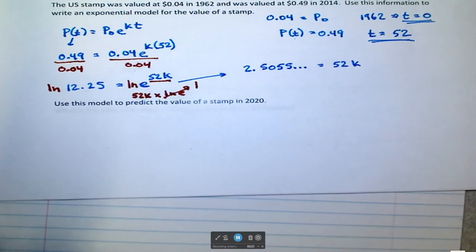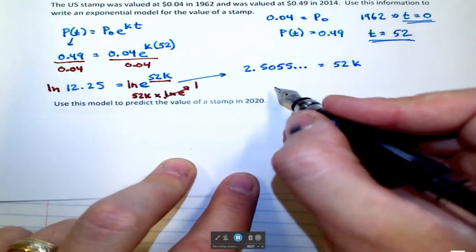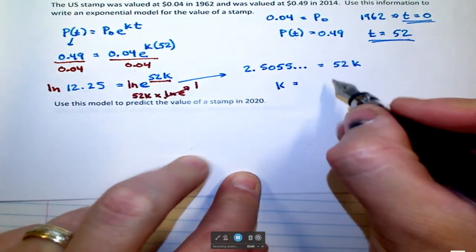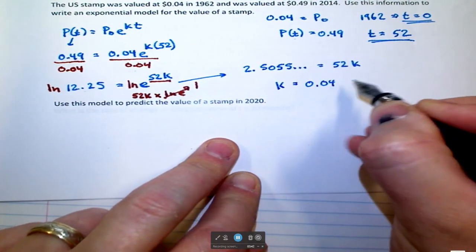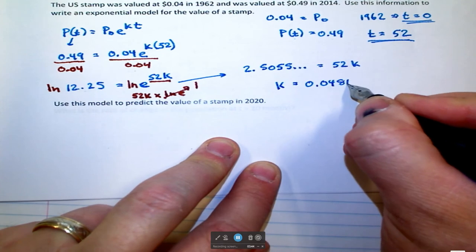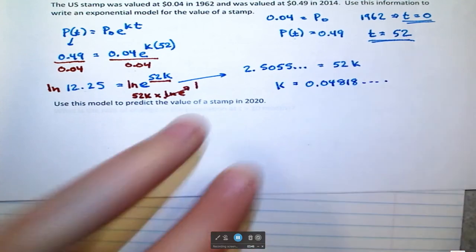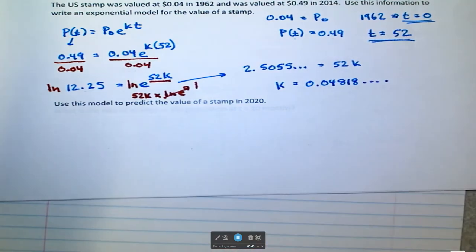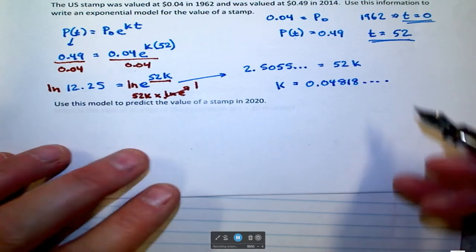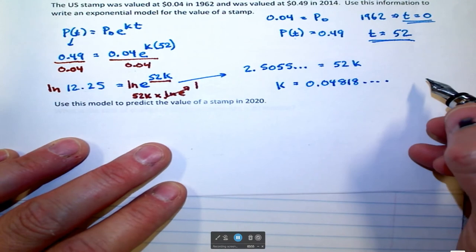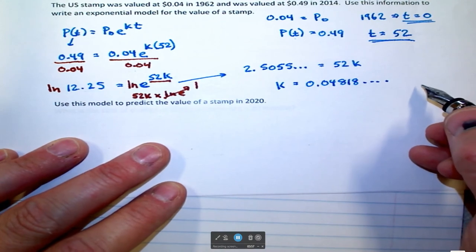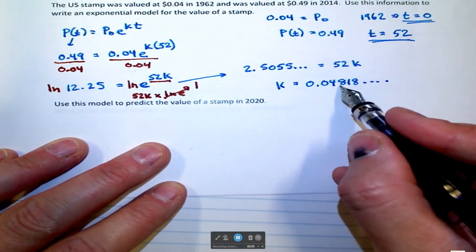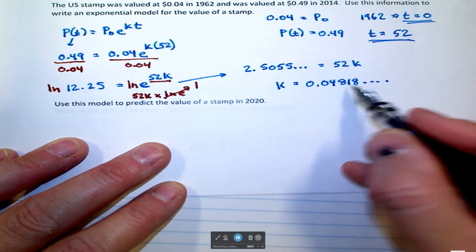Now, divide both sides by 52. So with that number still on my calculator, I'm going to divide by 52, and I get k equals 0.04818, and it just keeps going. And you're going to pick a spot to round. They're going to tell you to round to 2, 3, 4 decimal places. So I'm going to go ahead and round this to 4 decimal places. So 1, 2, 3, 4, and that 8 is going to make that a 2.